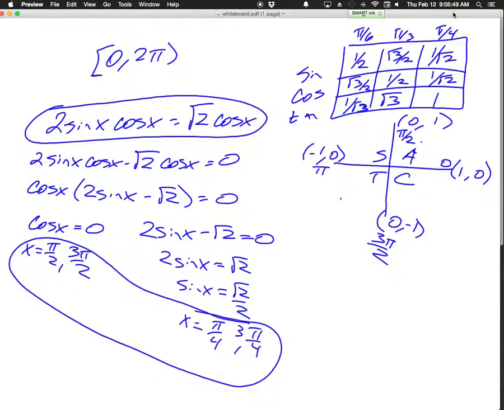Keep that in mind. All right, page 331, you're doing 2 to 18 even. 331, 2 to 18.